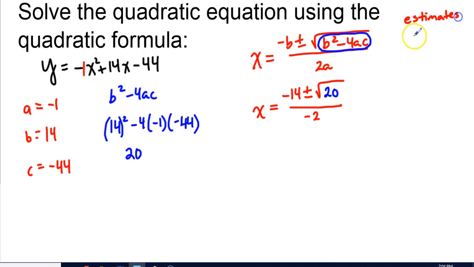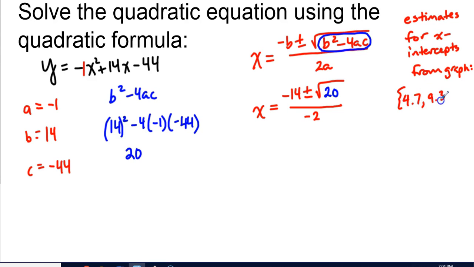Estimates for x-intercepts from the graph. Okay, so we had said like 4.7-ish and 9.3-ish.